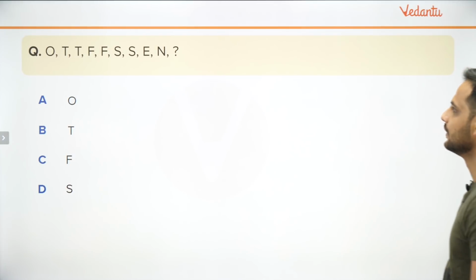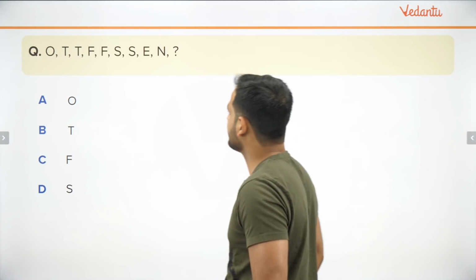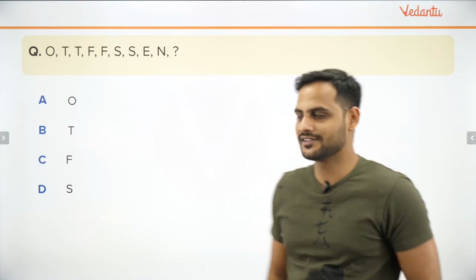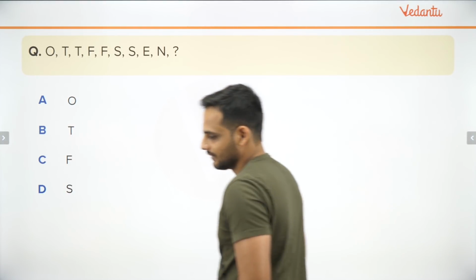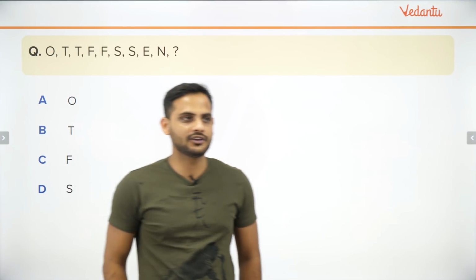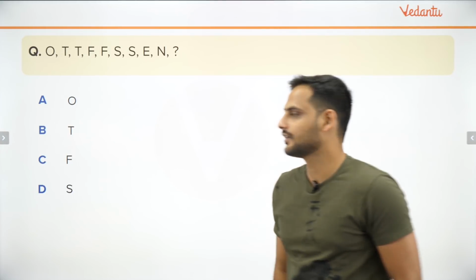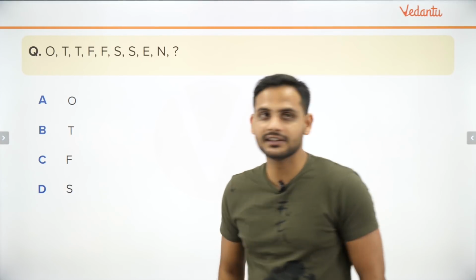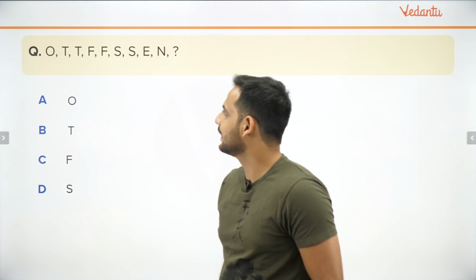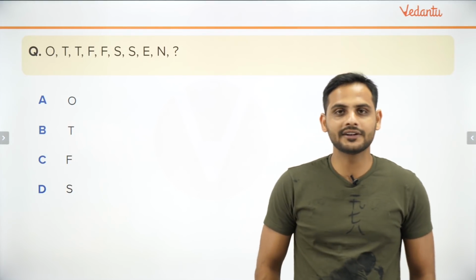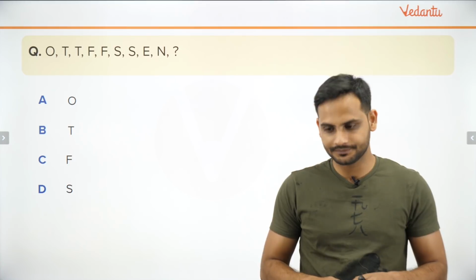The next question is O, T, T, F, F, S, S, E, N. Now it was a good question. Many of you must have tried, during the exam, to check the numerical value of the alphabets. So O is 15, T is 20, then again 20, then F is 6, something like that. If you look, there is no pattern coming out there.